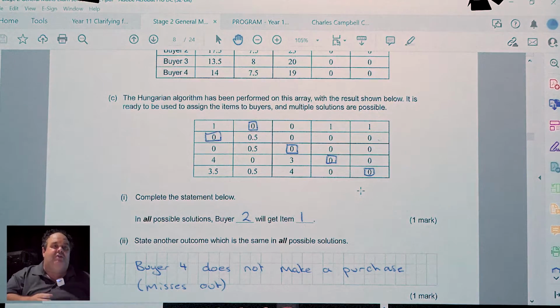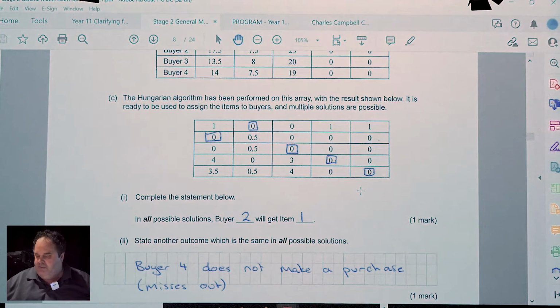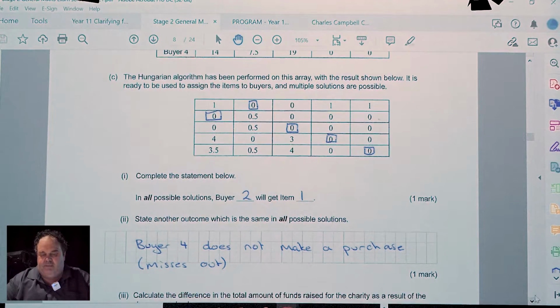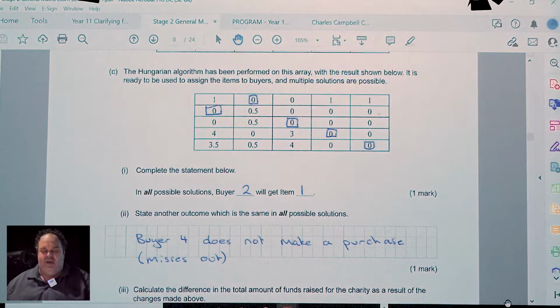So just by looking at the table, the students would hopefully be able to find those answers, which was something I worked out as I was going through and doing the solutions for today and having another look at them. If they swapped the answer, there wasn't any penalty, even though it did say, buyer will get an item. If they said, change it to will not get an item, they weren't penalised for that. They don't have to use the same language. They can say misses out or whatever language they want to use, so long as it's clear that buyer 4 didn't get an item.